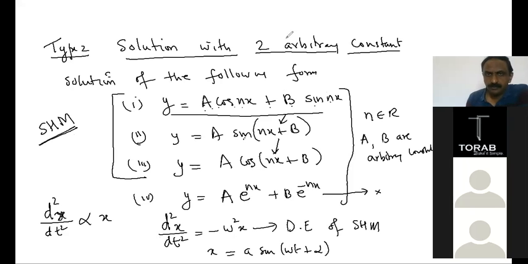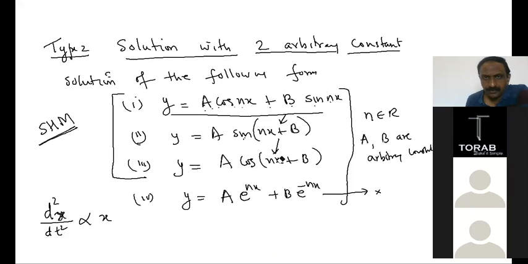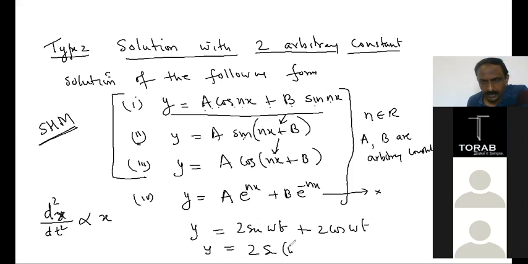Is it clear to you? Yes, sir. So if I give you y is equal to 2 sine omega t plus 2 cos omega t, or y is equal to 2 sine omega t plus alpha, all of them are SHM solutions. This is x, a displacement. This is time. It's a relationship between displacement and time of a simple harmonic motion.